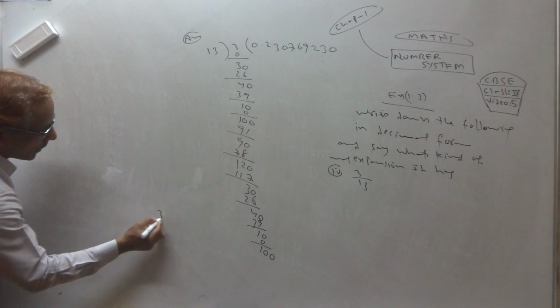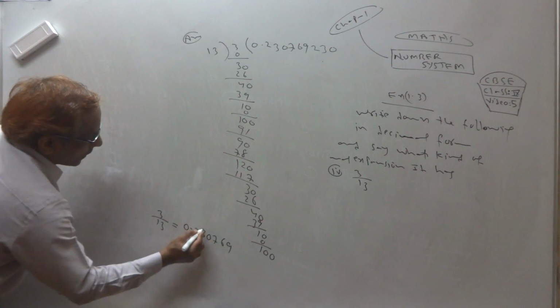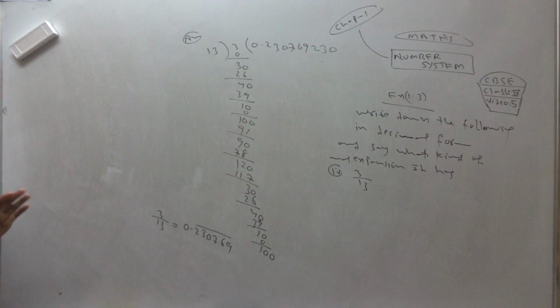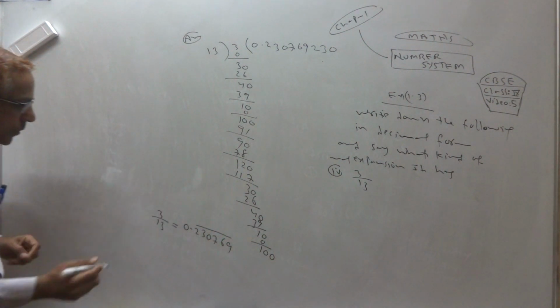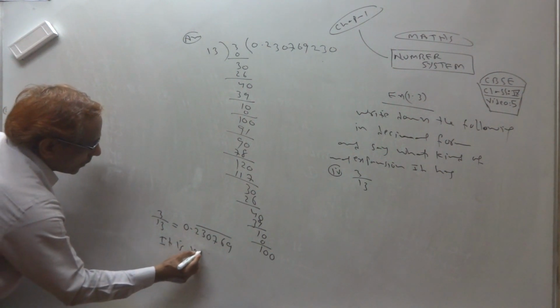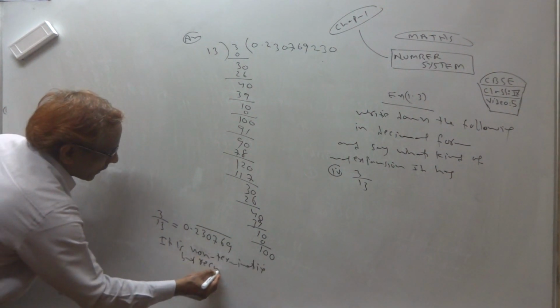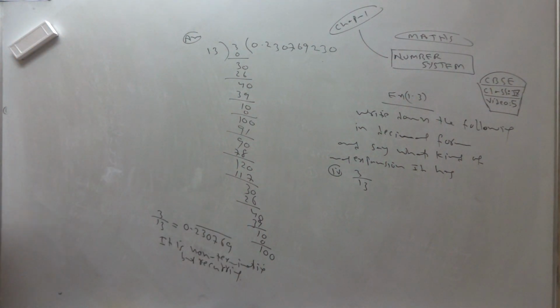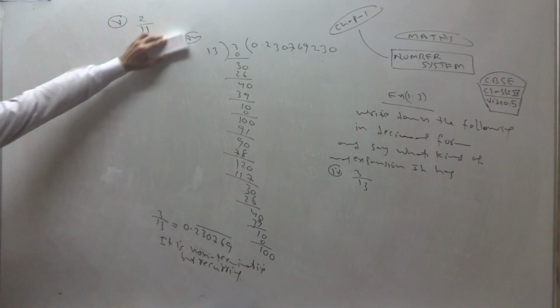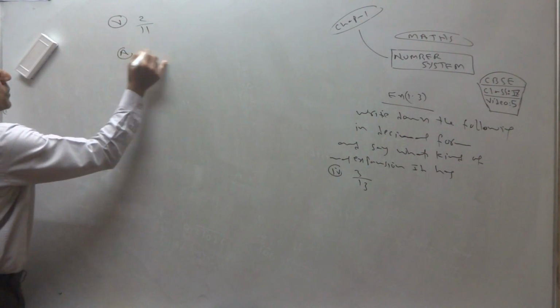So what is the answer? 3 by 13 is equal to 0.230769 bar, because it will repeat again. So it is what? Terminating? Oh, I am sorry. It is non-terminating but recurring. Recurring or repeating decimal. Finished? Now the fifth. 2 by 11. Fifth question. Fifth question is 2 by 11.